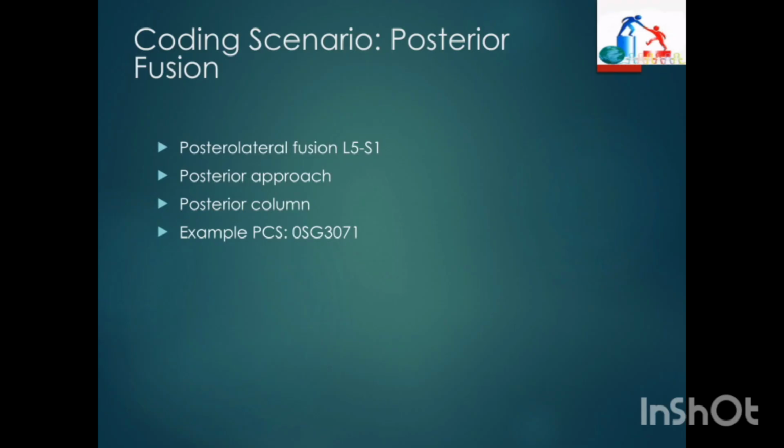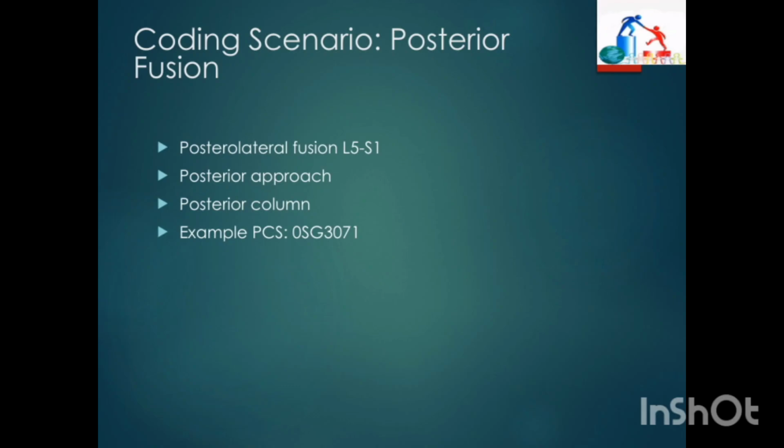Understanding the approach, posterior in this case, is essential because it influences both the surgical technique and the coding. It's a common approach because it offers direct access to the posterior elements, making it effective for fusion at this level. So, to sum up, posterolateral fusion at L5-S1 via posterior approach involves stabilizing the spine from the back, targeting the posterior column, and is often coded under specific PCS codes like 0SG3071. Recognizing these details helps ensure accurate documentation and billing, which is a key part of our overall presentation on spine procedures.